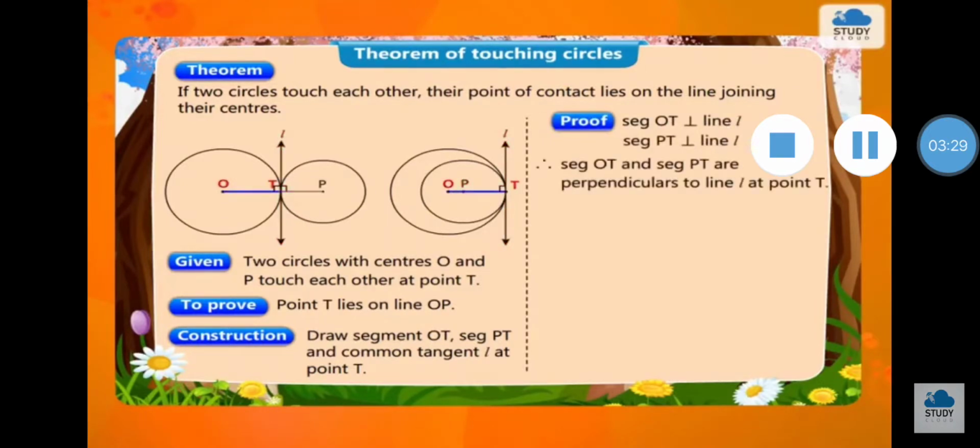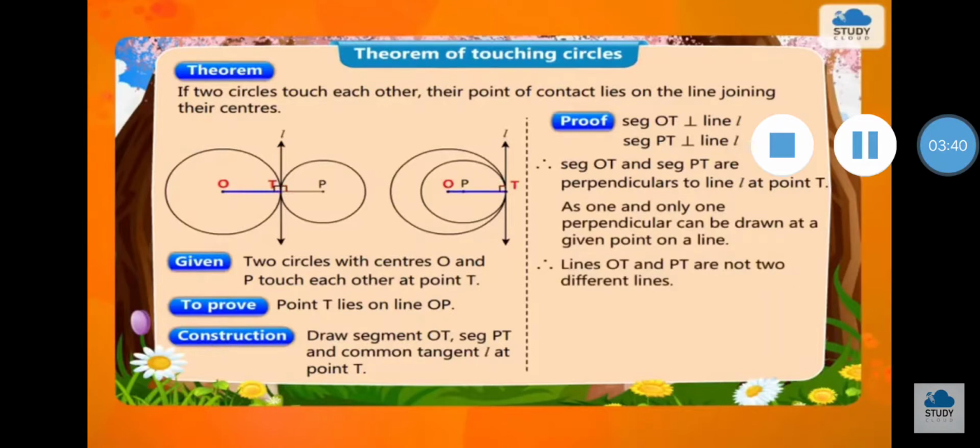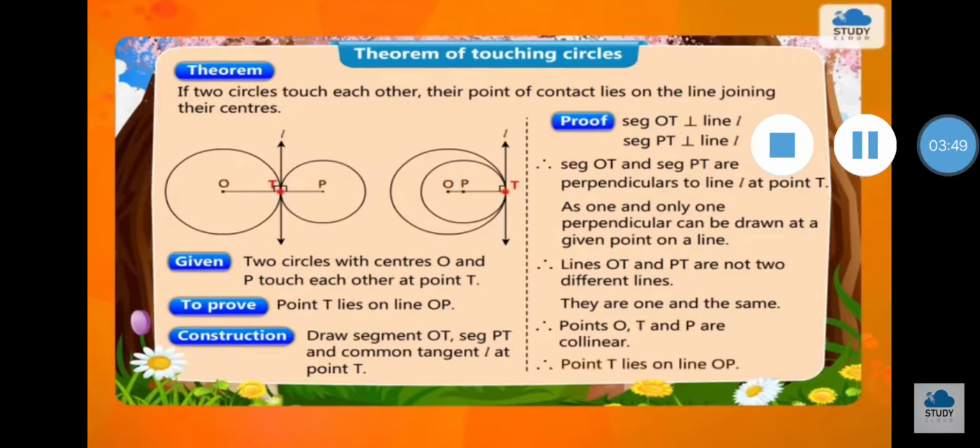Proof: segment OT is perpendicular to line L. Segment PT is also perpendicular to line L by the tangent theorem. Therefore, segment OT and segment PT are perpendicular to line L at point T. As one and only one perpendicular can be drawn at a given point on a line, lines OT and PT are not two different lines. Therefore, they are one and the same. Therefore, points O, T and P are collinear. Therefore, point T lies on the line OP. Hence proved.